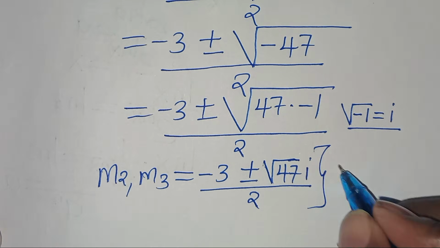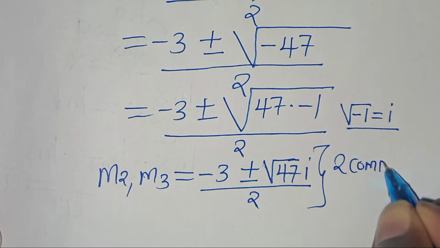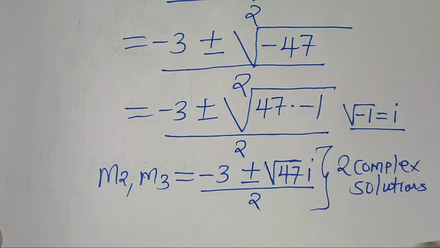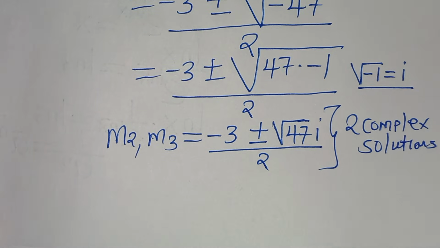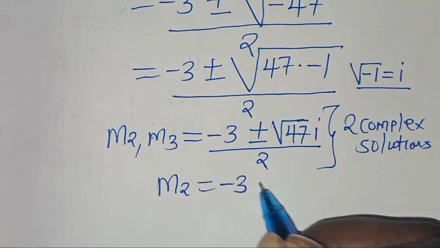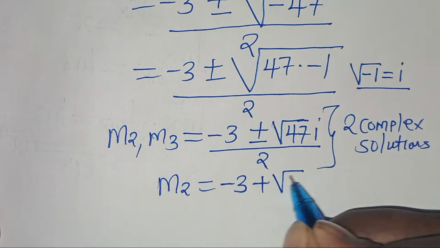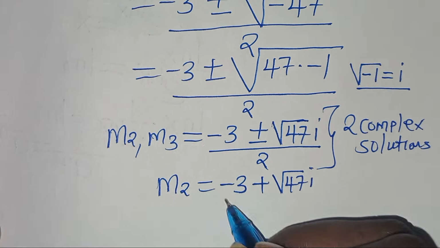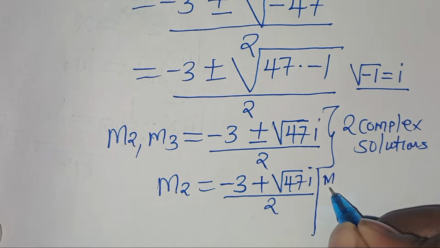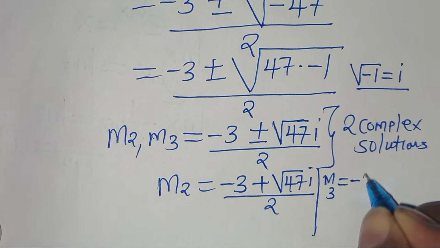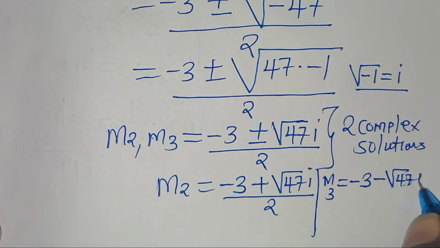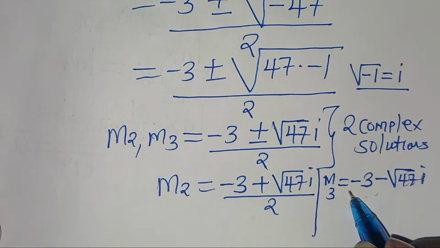So these are two complex solutions, such that we have m2 is equal to minus 3 plus square root of 47i divided by 2, and we have that m3 is equal to minus 3 minus square root of 47i divided by 2.